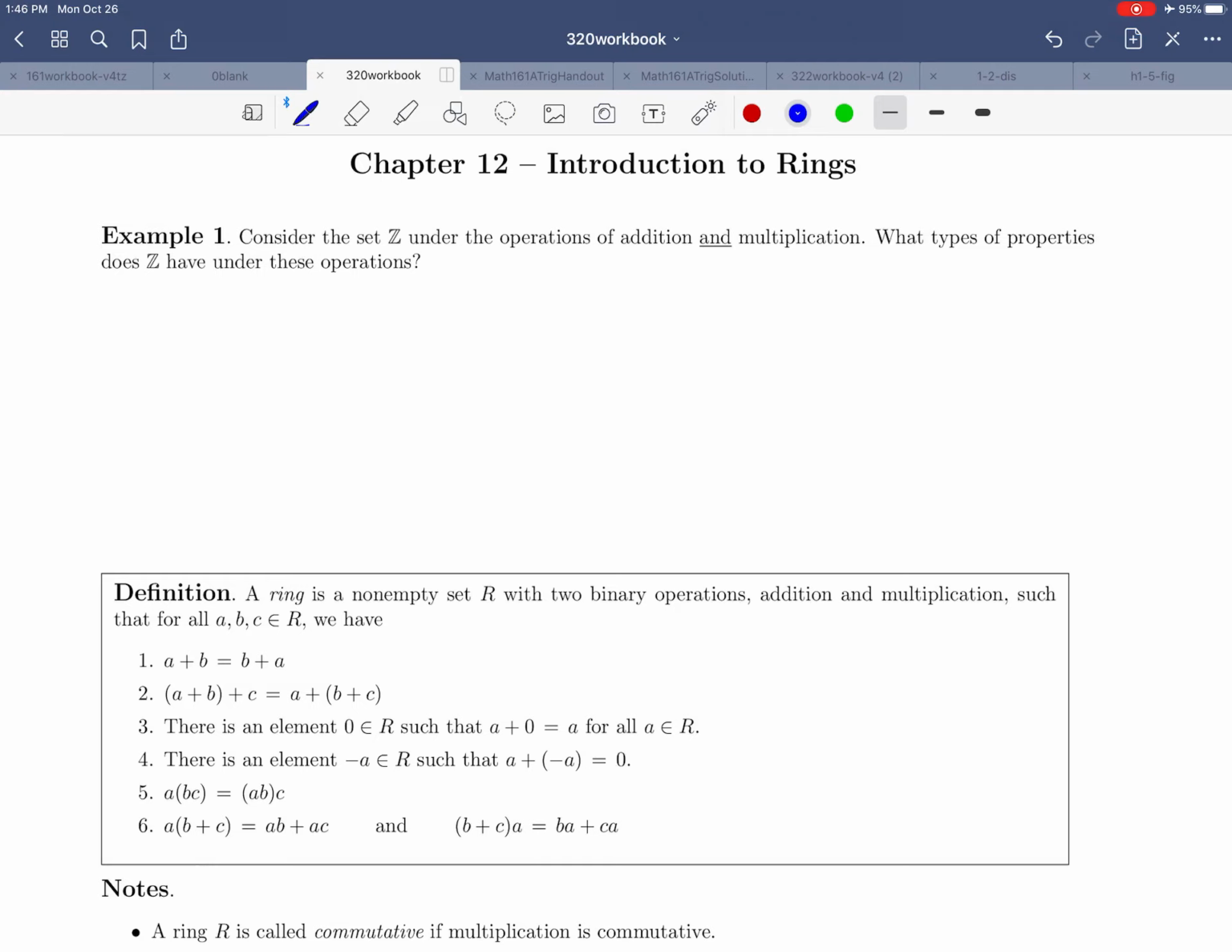So let's see, what can we say about addition and multiplication of integers? What are some properties that those two operations on the set of integers have? Well, one thing that we could come up with is that both of them are associative and commutative, actually. So addition and multiplication both are associative and commutative.